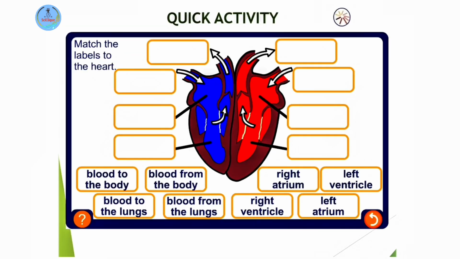So a quick activity for you. I want you to look at the choices that you have and place them in their correct boxes.